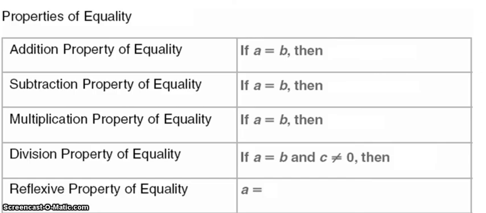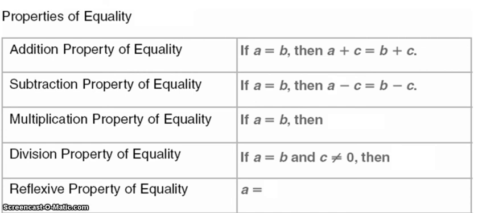Now, here are the properties of equality. With the addition property of equality, if we have A equals B, then if we add C to both sides, we will have A plus C equals B plus C. With the subtraction property of equality, if we have A equals B, remember, whatever you do on one side, you do to the other. So we could subtract C from both sides, and we will get A minus C equals B minus C.